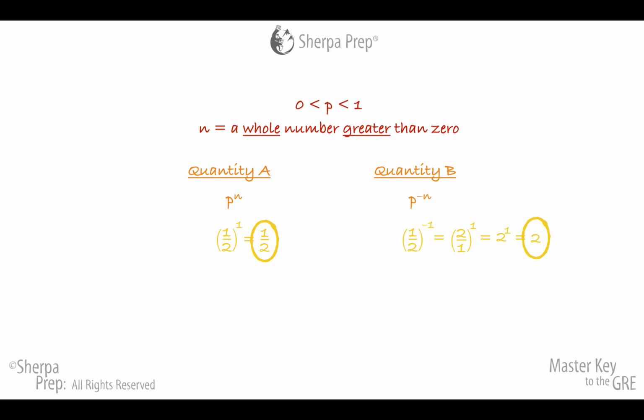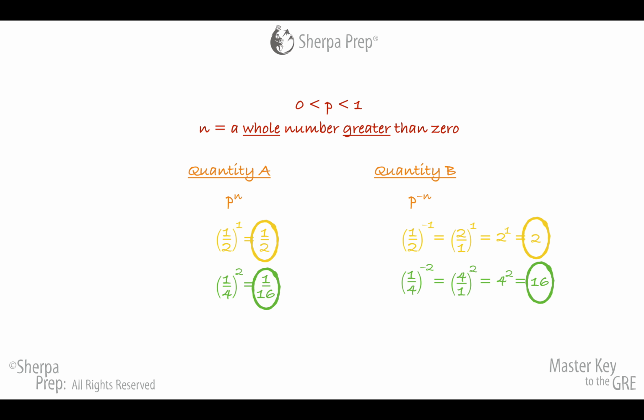So as the next step, let's see what happens when P is 1/4 and N becomes +2. In the case of quantity A, we'd get 1/4 squared, and 1/4 times 1/4 is 1/16. And in the case of quantity B, we'd get 1/4 to the -2 power. Again, remember with negative exponents, you want to flip your base, and then the exponent becomes positive. So when we flip our base, 1/4 becomes 4/1, and the -2 becomes +2, leaving us with 4 squared, which is 16, again making quantity B bigger.